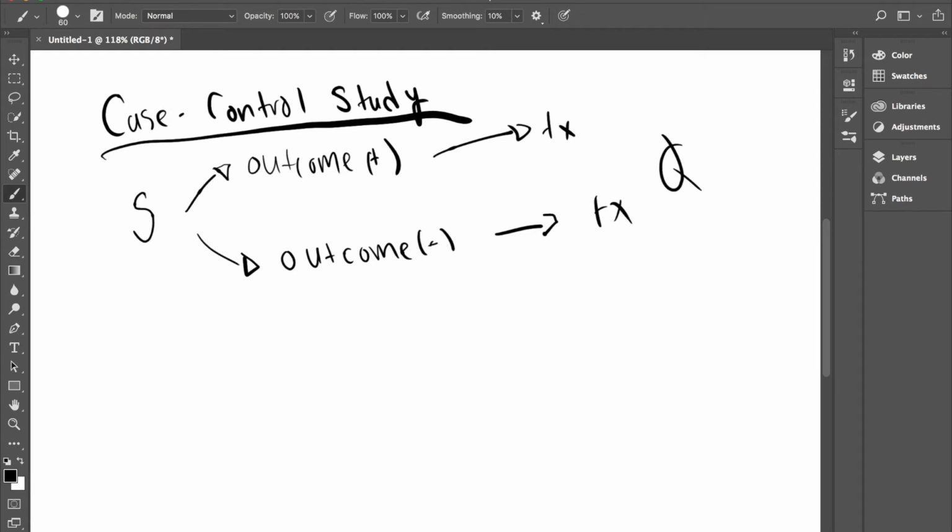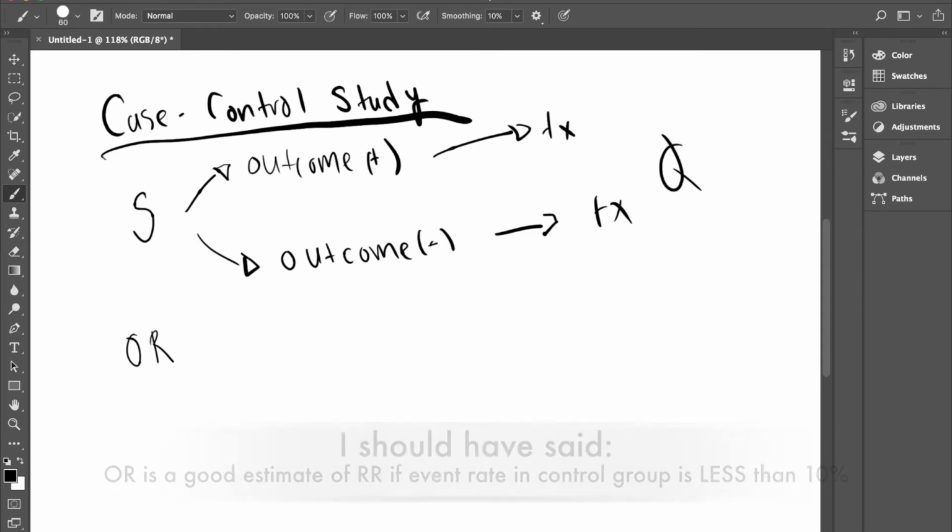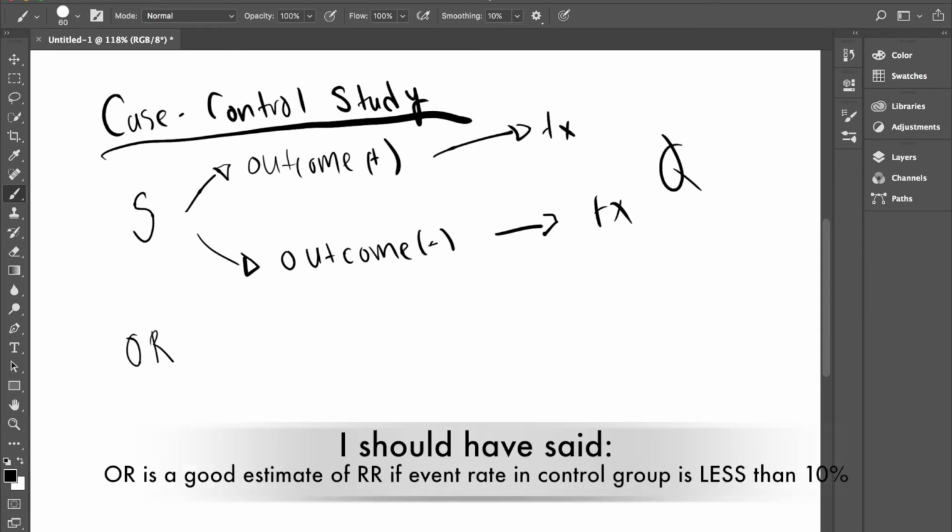Or at best, what we can do is comment on the odds ratio, the odds of getting the disease, right? And the odds ratio is really only a good estimate of the risk ratio if the event rate in the control group is greater than 10%. Otherwise, the disease is too rare, and the odds ratio is not a good estimate of the risk ratio.